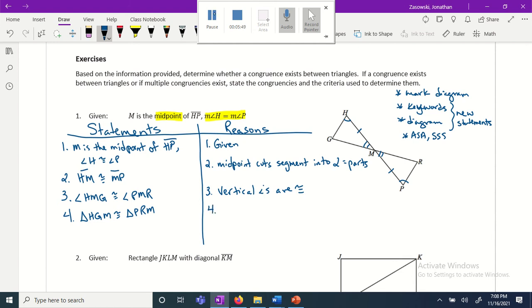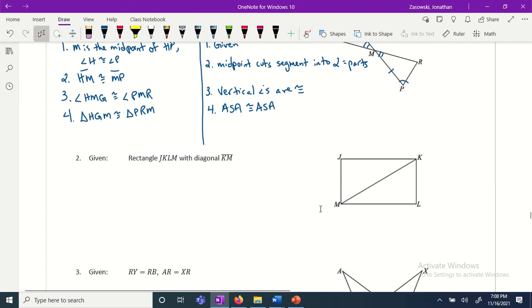And then we're going to put down our congruency theorem, which is angle, side, angle, congruent to angle, side, angle. All right, let's go, have you guys fill in the next one and then we'll talk about it.